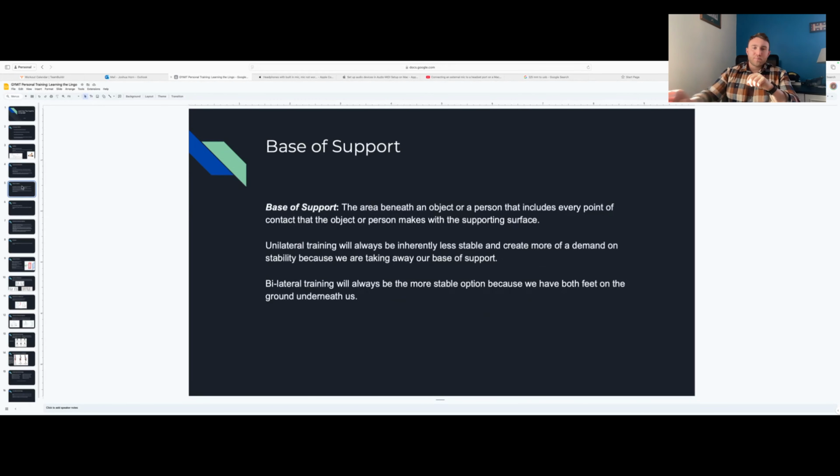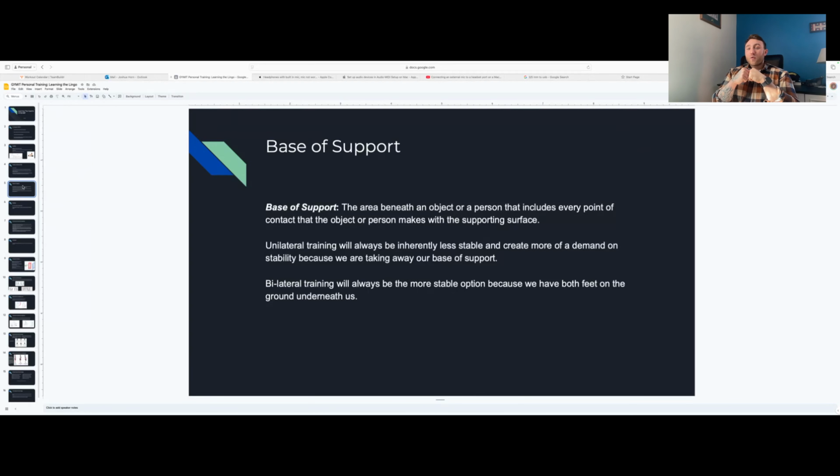So let's get deeper into base of support now. Base of support, like I said, is the area beneath an object or a person that includes every point of contact that the object or person makes with the supporting surface. So how can we start to limit or increase base of support, right? I like to think of it as a spectrum of constraints.